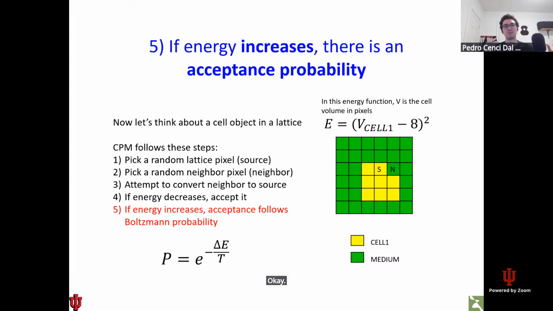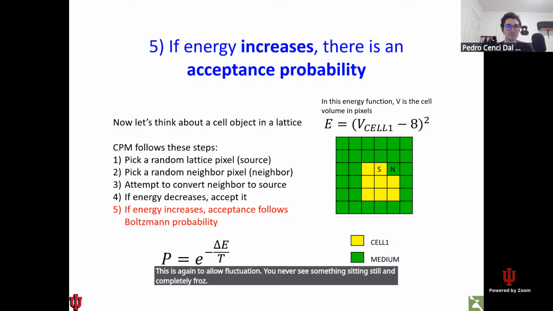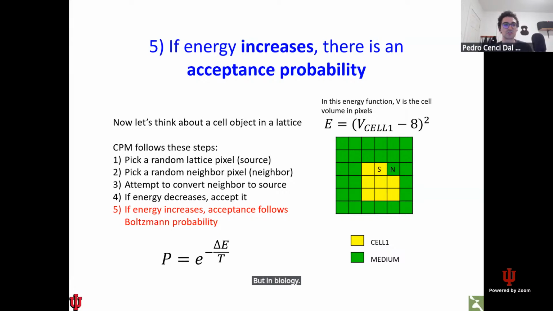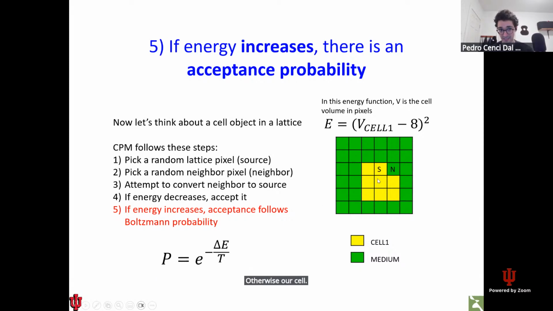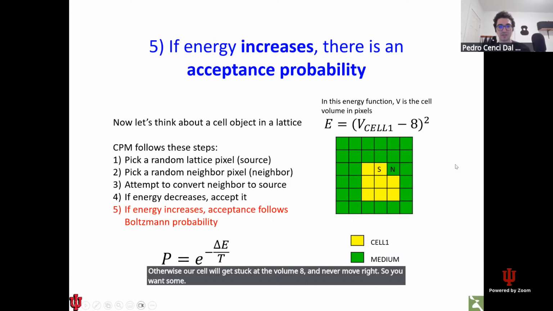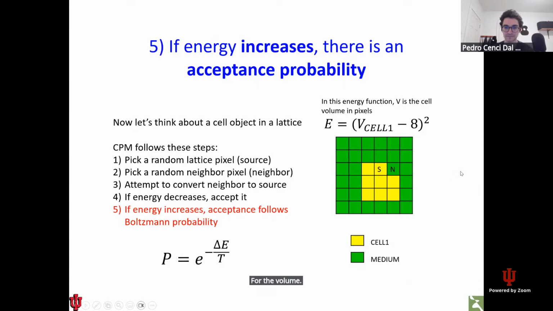This is again to allow fluctuation. You never see something sitting still and completely frozen. Sometimes you do, but in biology things tend to fluctuate. So this is the way that CompuCell has to allow cells to fluctuate and move around. Otherwise, your cell will get stuck at volume 8 and never move, right? So you want some wiggle room for the volume of the cell.